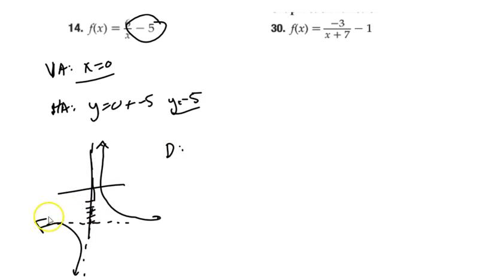Domain: negative infinity to 0, union 0 to infinity. Domain is basically everything that's not 0, and your range is everything that's not that. It's a little shortcut if you want to do that. But right, range is negative infinity to negative 5, union negative 5 to infinity.